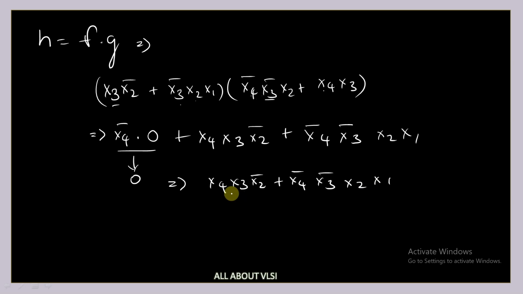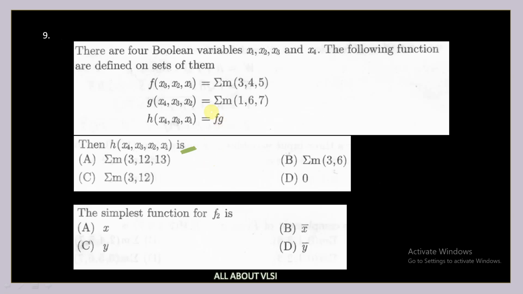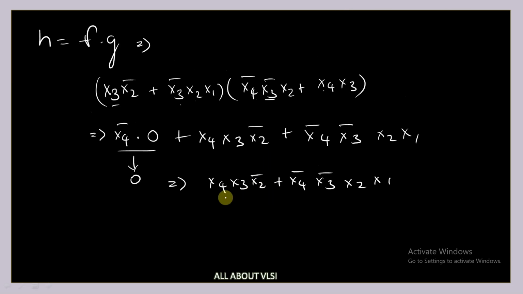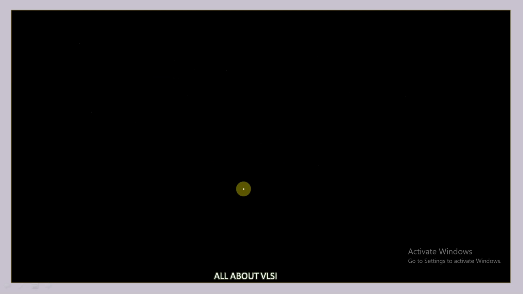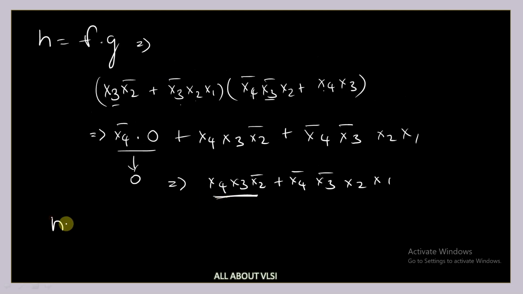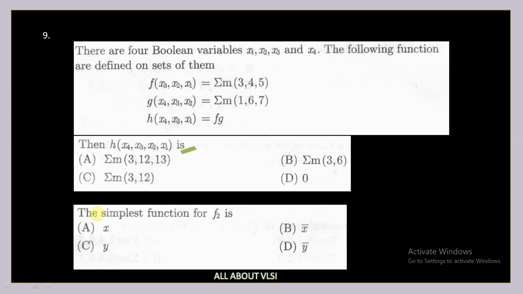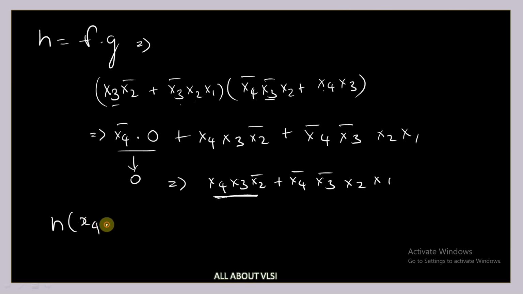So if I take x4, x3, x2 bar, can I take anything missing? Okay, so what is it that they're asking? They're asking the equation of h in terms of x4, x3, and x1. In this term, x1 is missing. So they are asking for the answer h in terms of x4, x3, x1. So here x1 is missing.